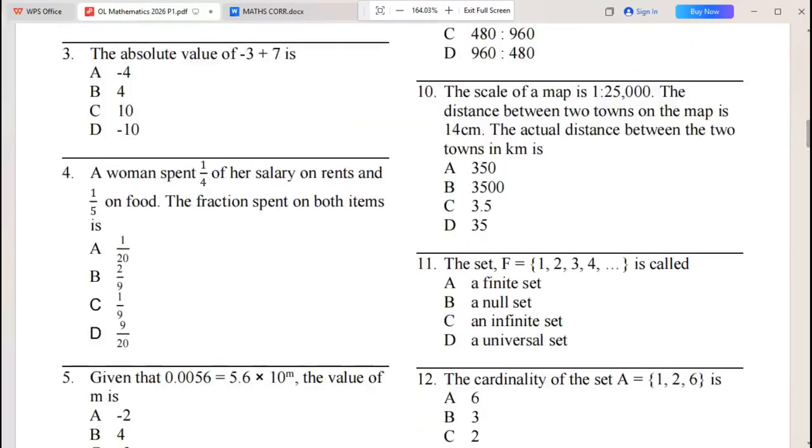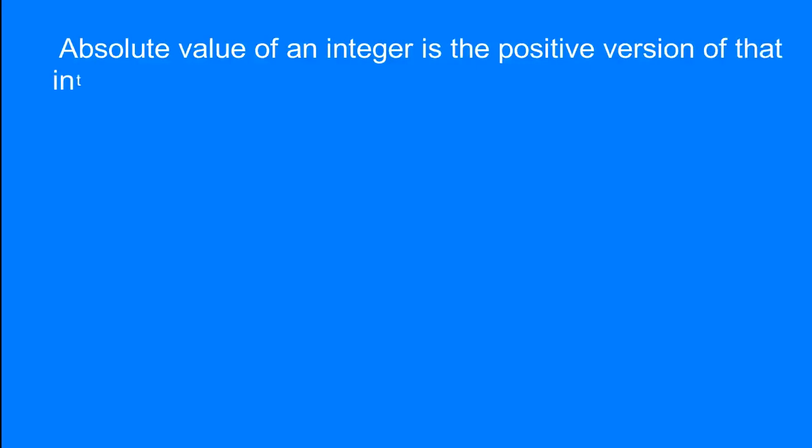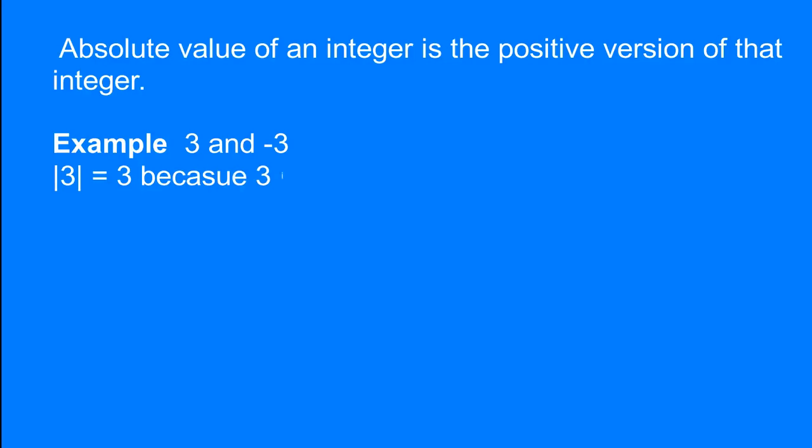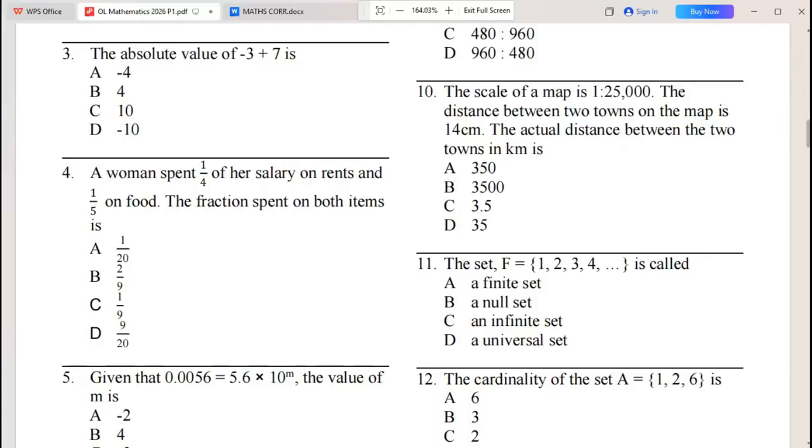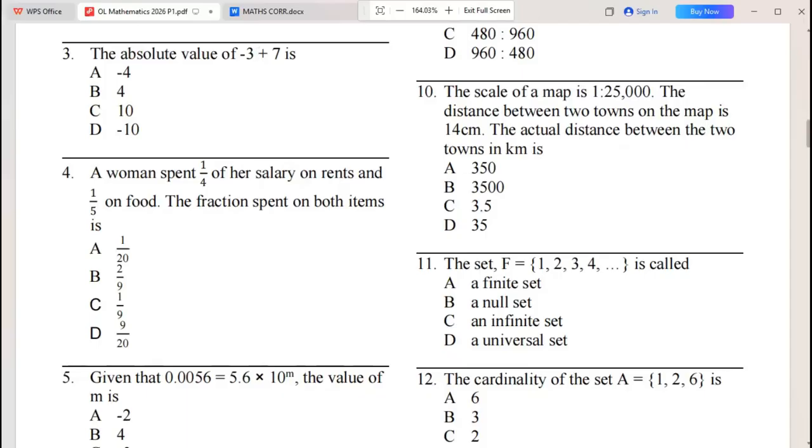Question 3. The absolute value of negative 3 plus 7 is. The absolute value of any integer is the positive version of that integer. Take for example the integers 3 and minus 3. The absolute value of 3 is 3 because 3 is already positive, while the absolute value of minus 3 is 3 because you want to use a positive number. So for question 3, we first of all did the computation: minus 3 plus 7 is equal to 4, and the absolute value of 4 is 4, which is B for question 3.